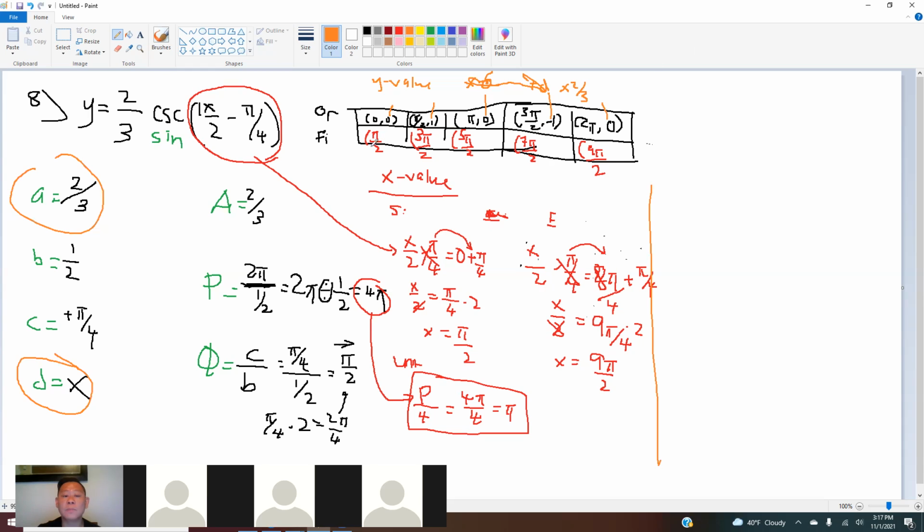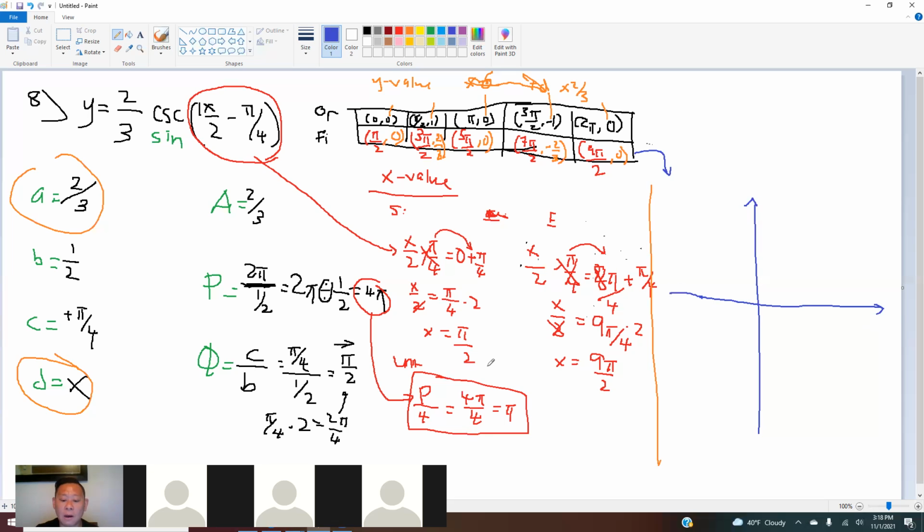So 0 times 2 over 3, you still get 0. 1 times 2 over 3, you get 2 over 3. This is still 0. This is negative 2 over 3. And this will end up with 0. So these are your points that you need to draw. But this is for the sine wave. Okay. Now, this is very special.